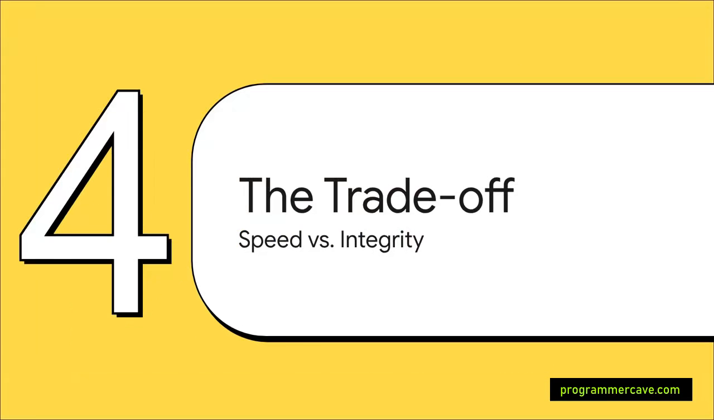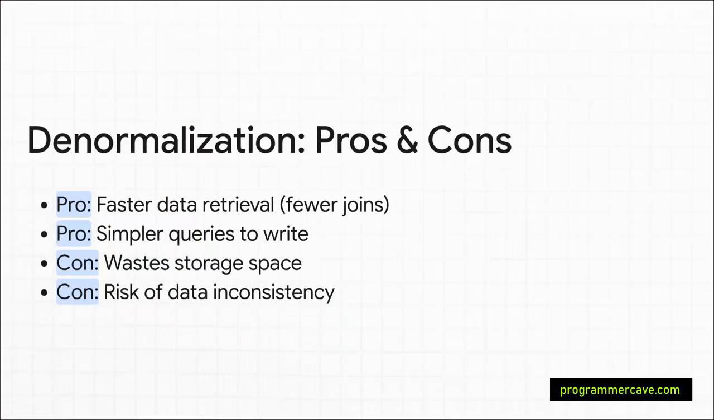But of course, breaking the rules always has consequences. When you choose to denormalize, you have to be very aware of the trade-off you're making. You're giving up that automatic data integrity that normalization gave you, and you're doing it for one thing and one thing only: performance. So let's just lay it all out. On the pro side, your data retrieval can be way faster. And honestly, your queries can be simpler to write because you don't need all those joins.